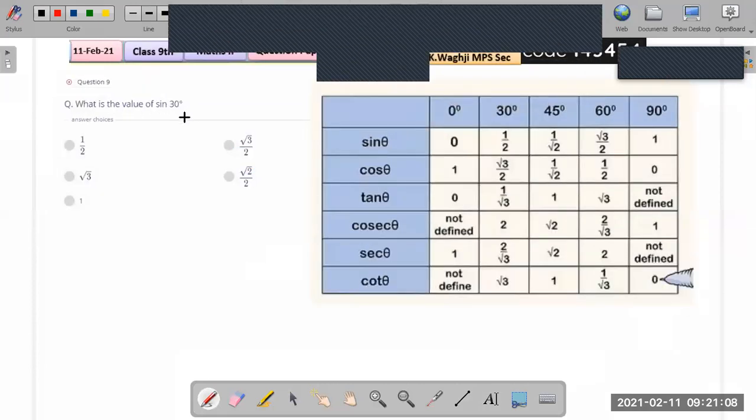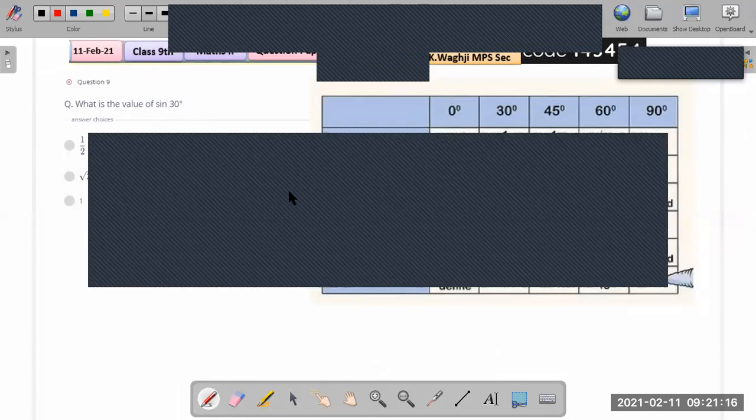What is the value of sine 30? Go ahead and give it a try. The quiz is still running. Let me quickly add question.